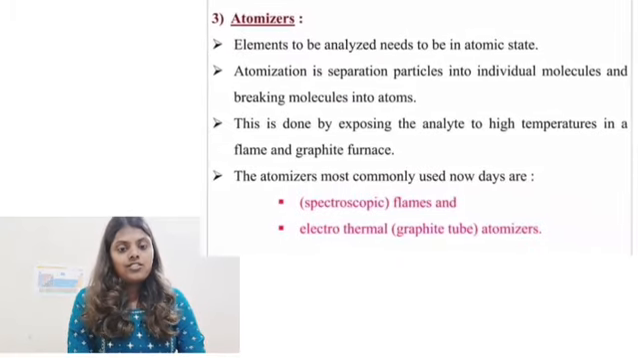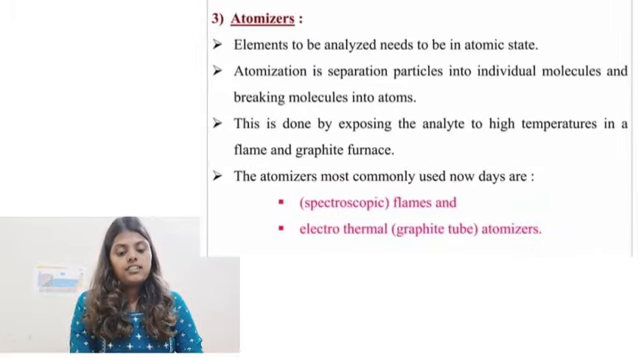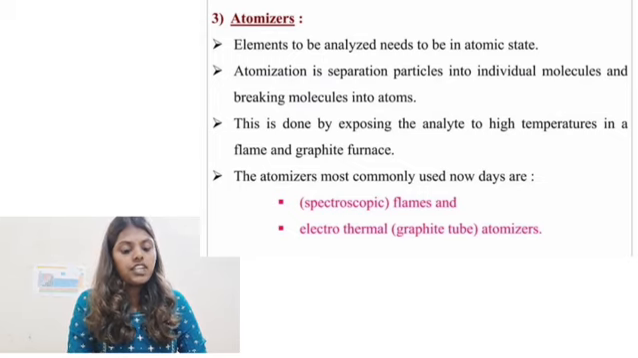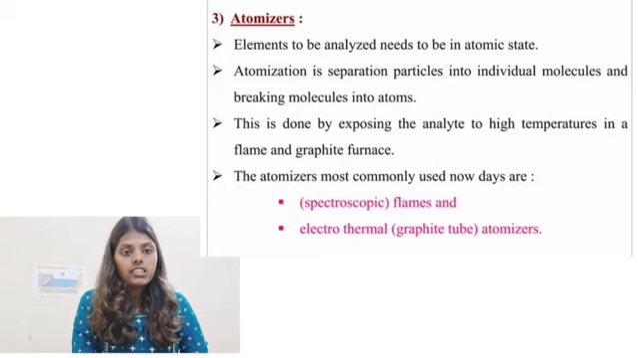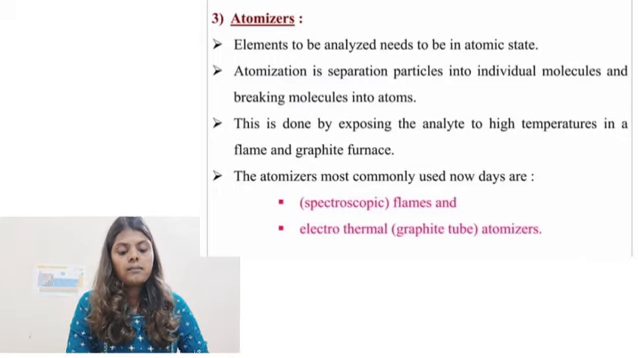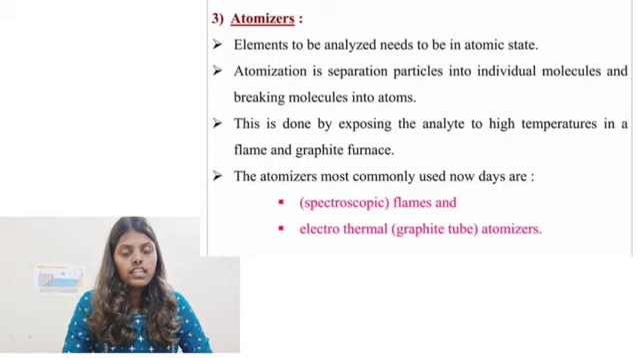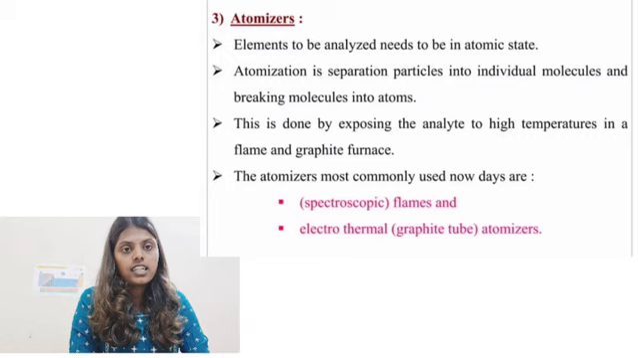After the radiation source, the second component is the atomizer. Atomization is the separation of particles into individual molecules and breaking molecules into atoms. This is done by exposing an analyte to a high temperature in a flame or graphite furnace. An element to be analyzed needs to be in an atomic state, so we are doing atomization. Most commonly now, electrothermal atomizers or flames are used as an atomizer.